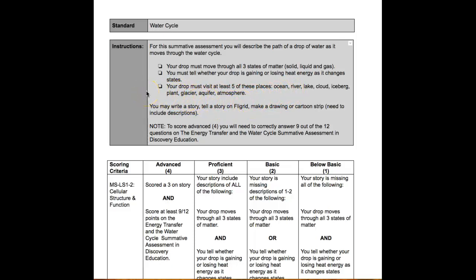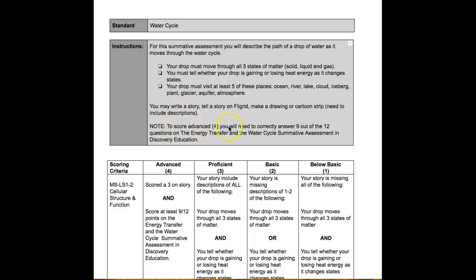So here's how you're going to turn this in or demonstrate it. You can write out a story for me that includes all of these things. You can tell me a story on Flipgrid that includes all these things. Or you make a drawing or like a cartoon strip. Just make sure you include descriptions, like when it's moving between solid, liquid, and gas. You're somehow making sure I know you understand whether it's losing or gaining heat energy. And then if you're going to these places, make sure you're labeling them. Okay, and I'll give you some examples in class of what that's going to look like.